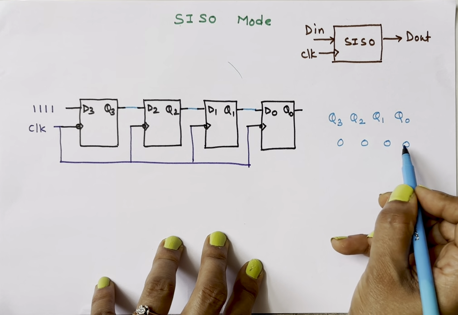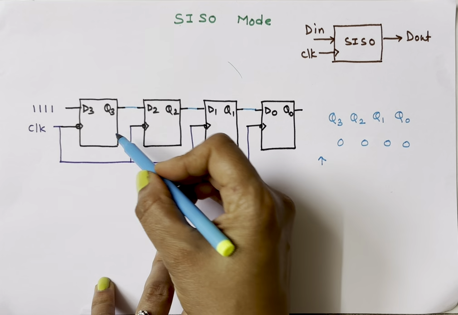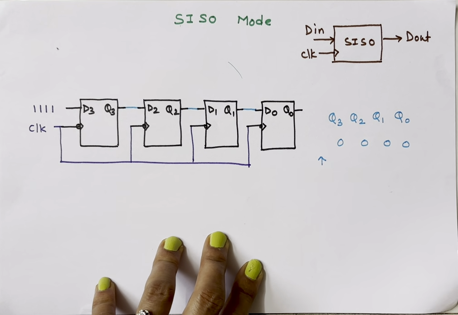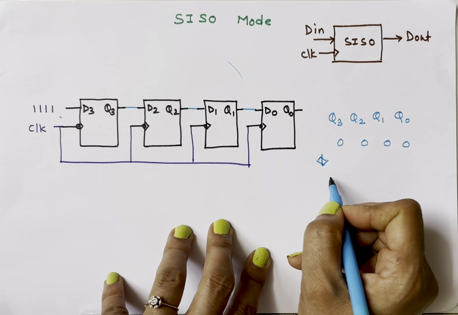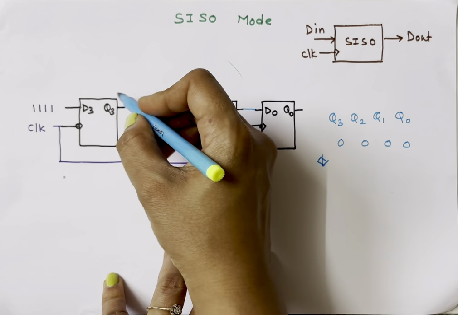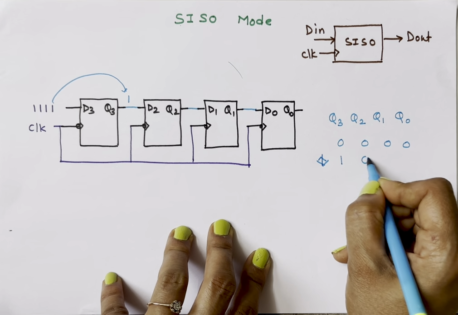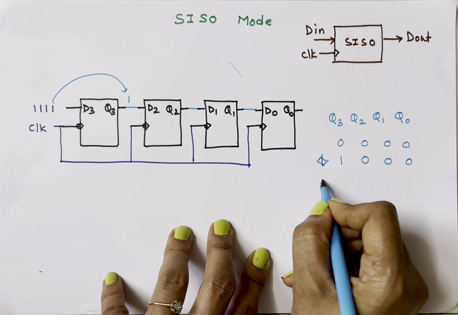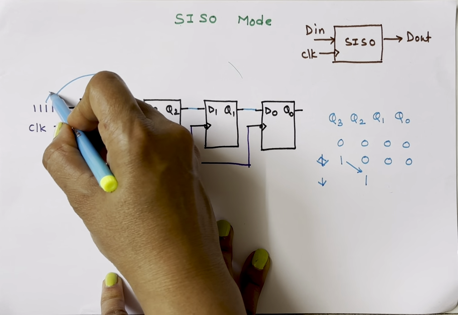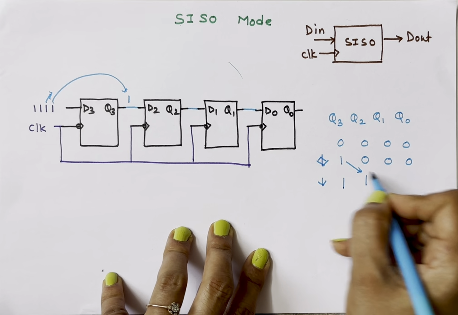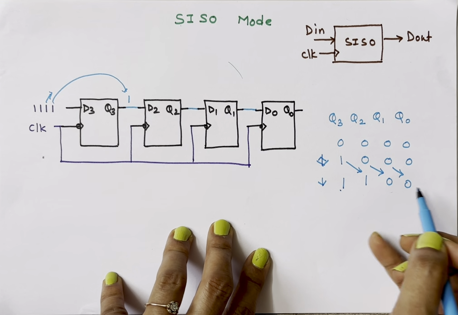Initially all these outputs are 0. After the first clock pulse, sorry, this is actually a falling edge triggered flip-flop, so I'll show it in this way. During my first clock edge, this 1 will come here. The first bit will come here. So this will become 1, 0, 0, 0. After the second clock pulse, this 1 will come here and the external 1 will come here. So 1, this 0 will come here, this 0 will come here. Now the output is 1, 1, 0, 0.